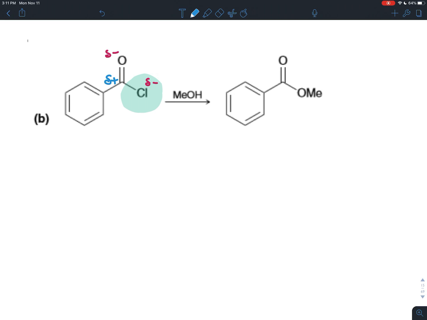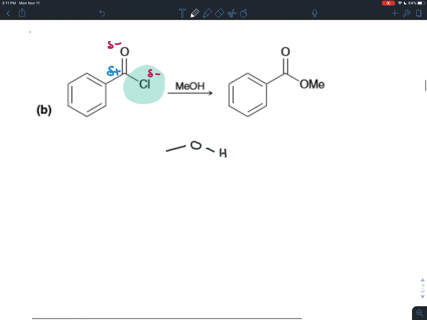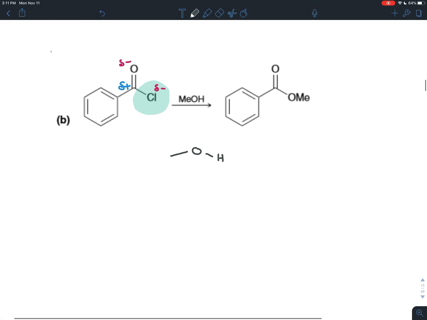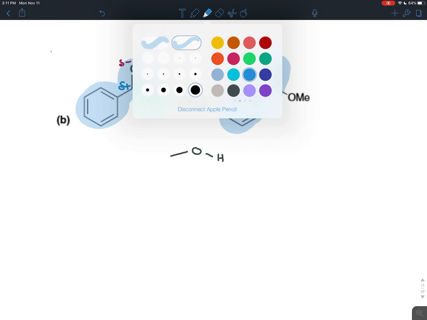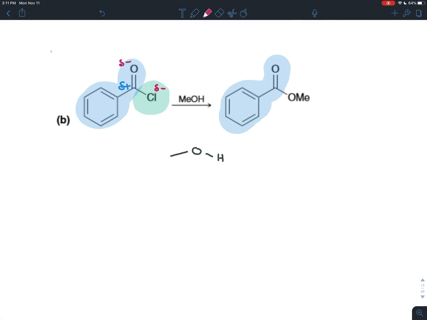It will even react with weak nucleophiles, and that's what we have here, methanol. Remember, the Me means CH3, so another way of drawing this is just like that, where this is a CH3. Okay, so what's going to happen? Well, if we look at the overall structure, notice that the carbonyl and the benzene ring is present in the product, carbonyl and benzene ring. All that changes is the chlorine, the leaving group, switches places with the nucleophile.